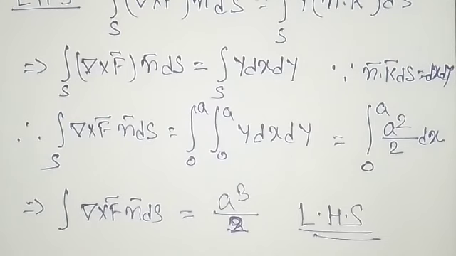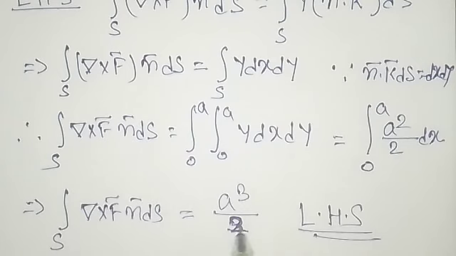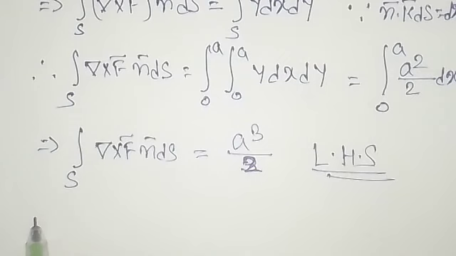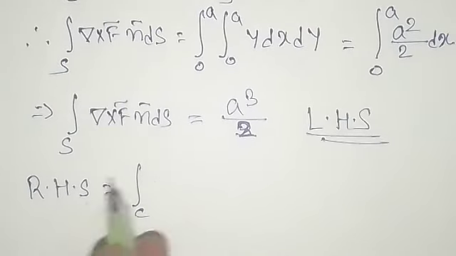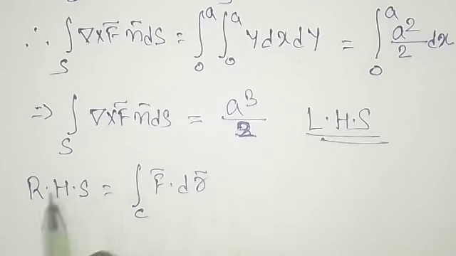Now for Stokes theorem, the line integral should be converted into a surface integral. So the surface integral value you got is a³/2, so the line integral will also be a³/2. If it is so, it means LHS is equal to RHS. It means that the Stokes theorem has been verified. Now come to the RHS, right hand side, is equal to what? That is the cyclic integral of vector f into dr, right? So the Cartesian form of f·dr is nothing but f1 dx plus f2 dy plus f3 dz.